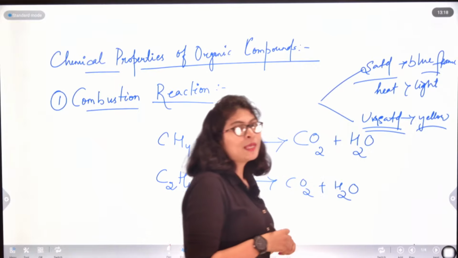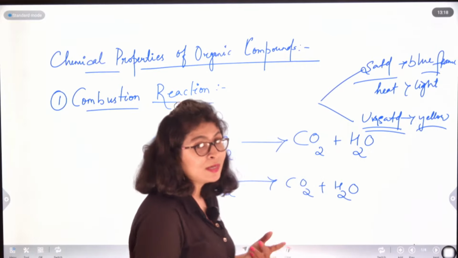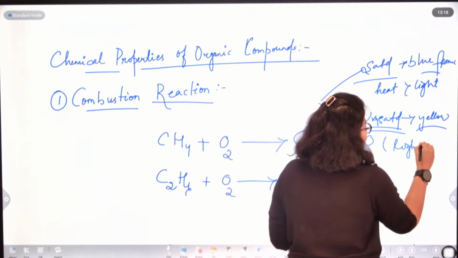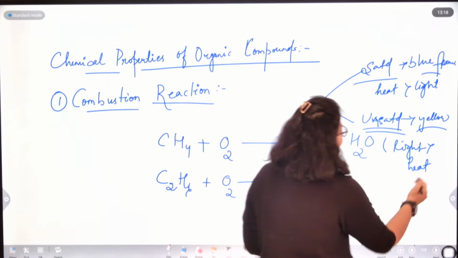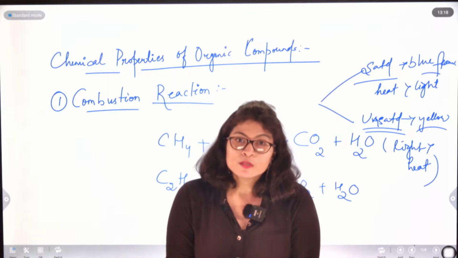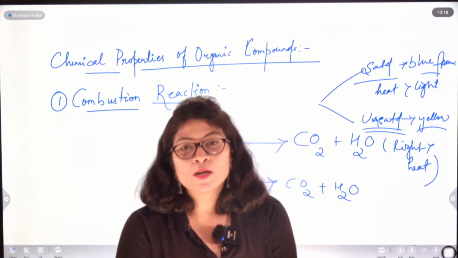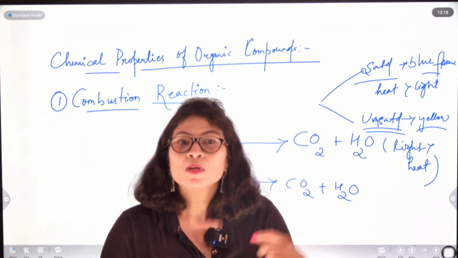Okay, blue flame is having more heat content than light. Similarly, yellow flame will have more light content than heat. So saturated hydrocarbons burn with a blue flame, which has a higher content of heat. Unsaturated hydrocarbons burn with a yellow flame and they have a higher content of light.